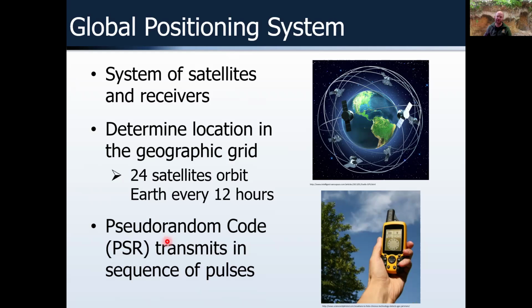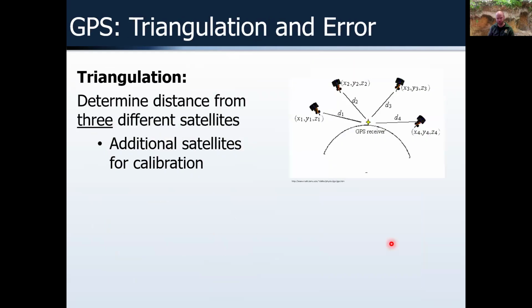And so this is kind of interesting, like data science. It's actually transmitting what's called pseudo-random code, and it sends it in pulses. And so there's actually numbers being sent in little pulses, and those pseudo-random code transmissions are what your receiver, literally your phone, is receiving and enabling it to determine its relative position on Earth's grid in latitude and longitude.